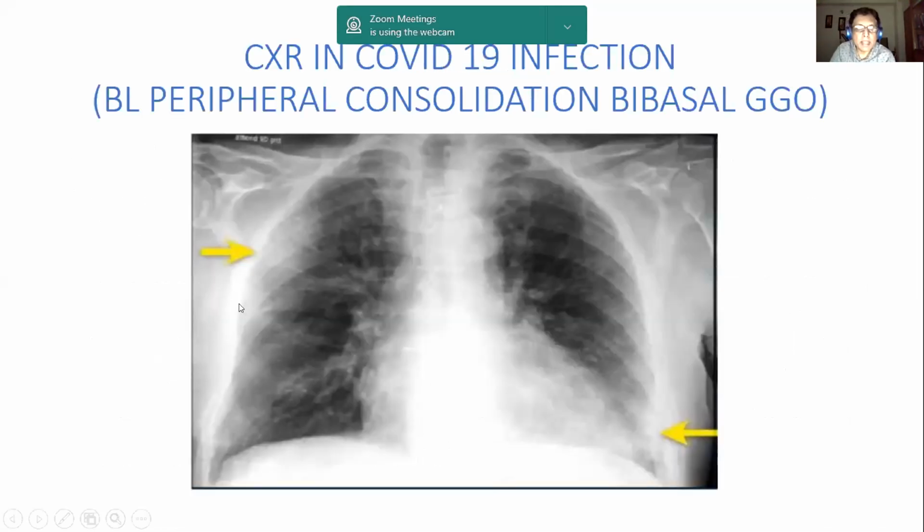This is one of the X-rays of COVID-19 infection. It is bilateral peripheral consolidation and bibasal ground glass opacity. We have to be very cautious because many of the COVID patients tend to come to the cardiologist. So we should screen them properly.